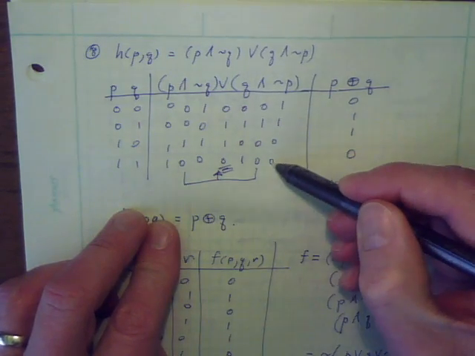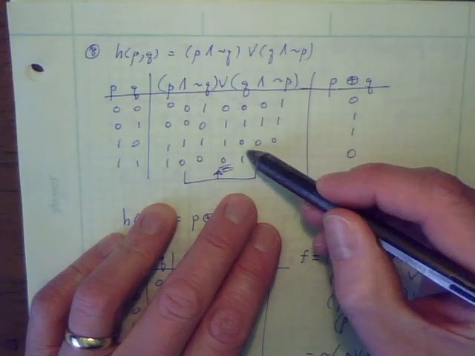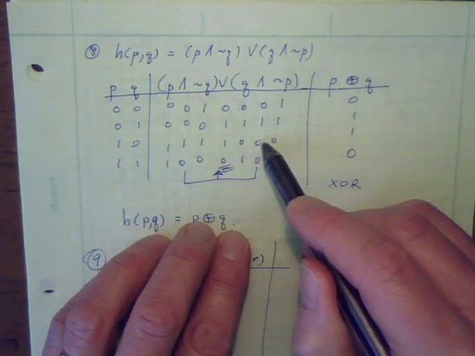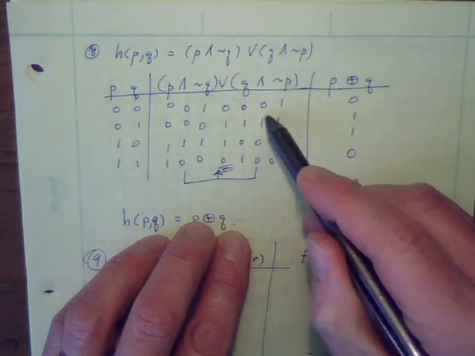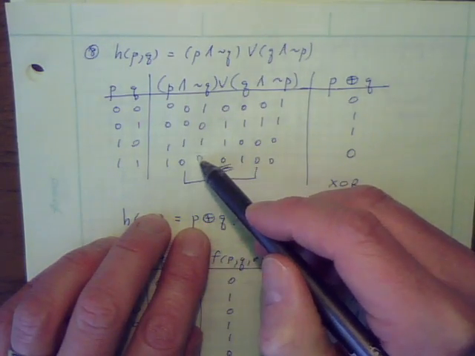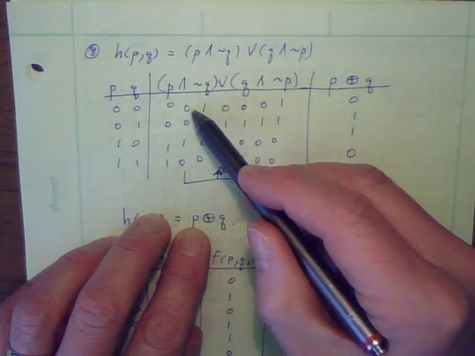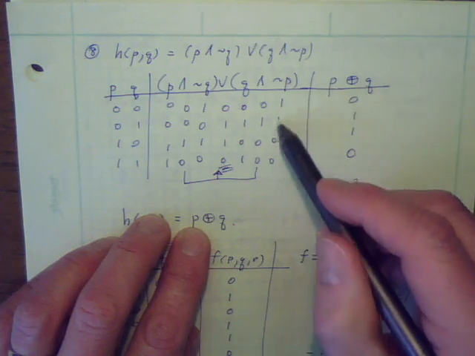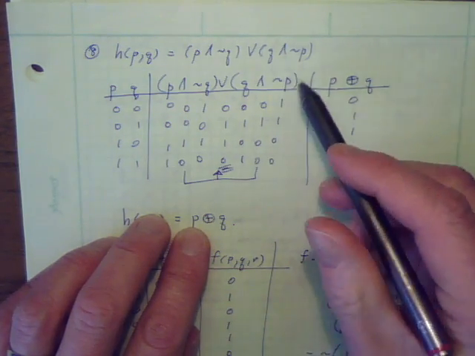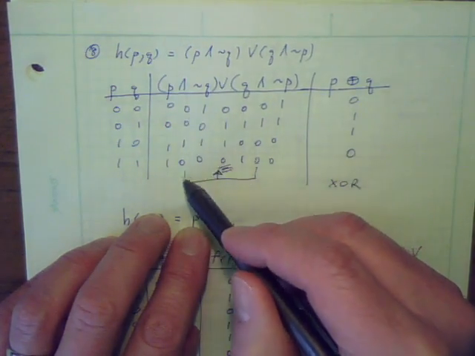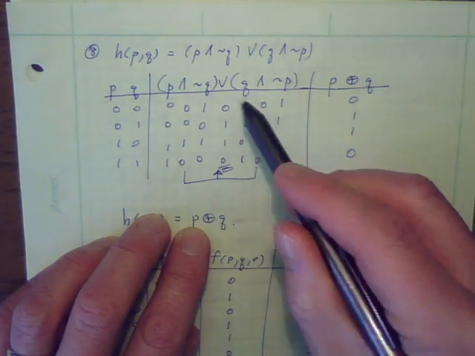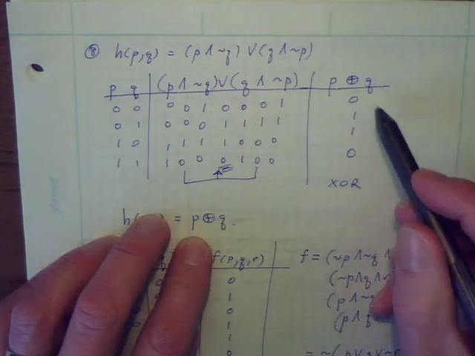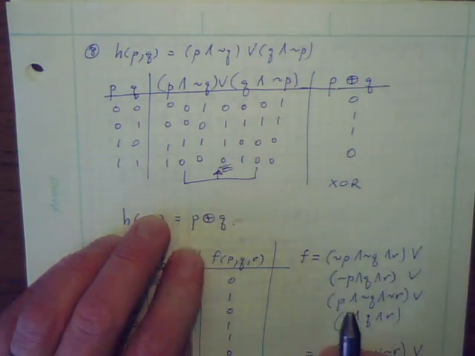First I did a not p column, then I did a q column, and then I ANDed these 2 columns to get q and not p. And then I did a not q column, then I did a p column, and I ANDed them to get this other middle column. You can see that each column of numbers is underneath the thing that it's talking about. Finally these 2 columns were ORed together to yield the final answer, 0, 1, 1, 0. And that's like an XOR.